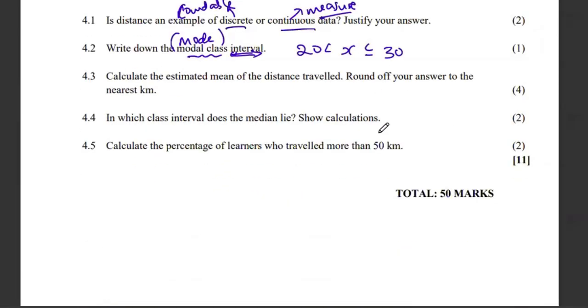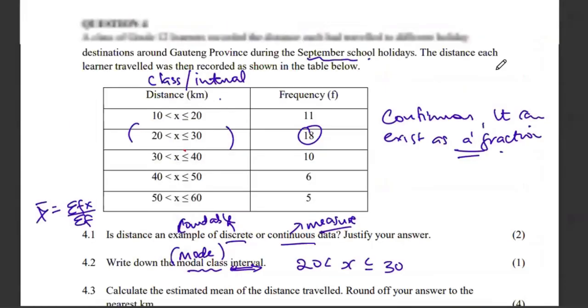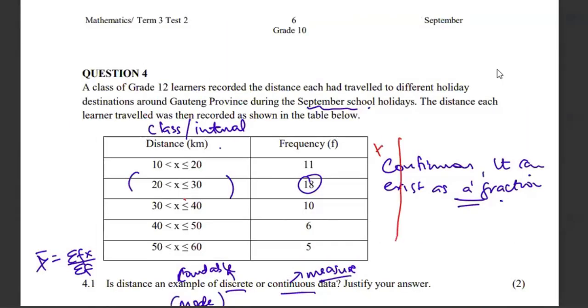Then calculate the estimated mean. Now with the estimated mean, remember the formula. The formula tells us that we must get the sum of f times x over the summation of f. So meaning that we need to find the midpoint of the intervals. Midpoint of the intervals: we just have to add 10 plus 20 gives us 30, and then 30 divided by 2 gives us 15. And then 20 plus 30 is 50 divided by 2, that's going to be 25. 30 plus 40 is 70 over 2, that's 35, then we have 45, and then this becomes 55.